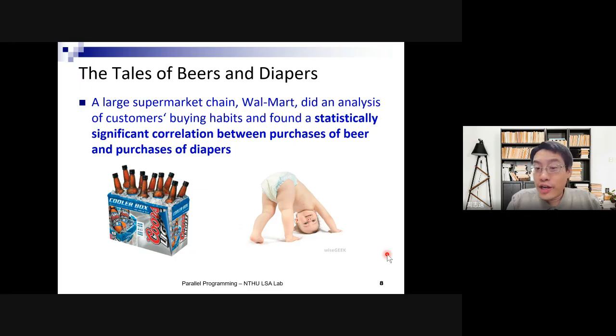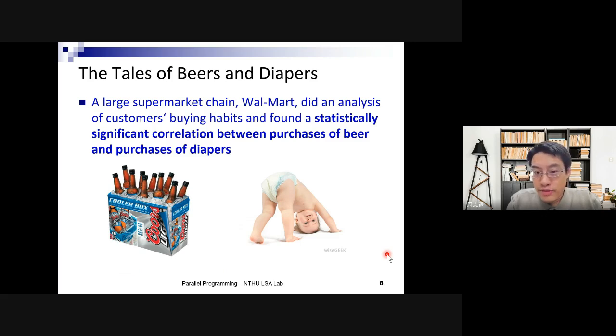However, surprisingly, when those supermarket chains tried to analyze their data, they found out there is actually a very strong correlation between the two. Of course, it may not be true for any country or any region or any place, but at least it seems to be true in the U.S.